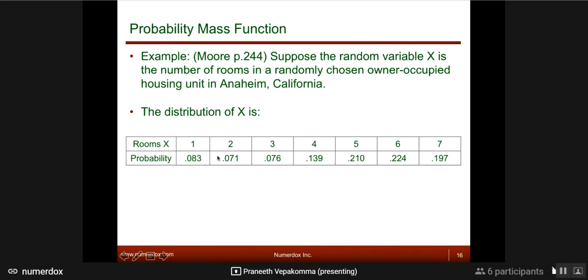Now it's an unknown thing. All you can do is you can sample maybe 1,000 rooms or 1,000,000 rooms, but maybe there are a trillion houses in Anaheim. You don't know how many houses there are, right? So you only sample a smaller subsample of houses, and based on that data set, you can compute the probabilities.